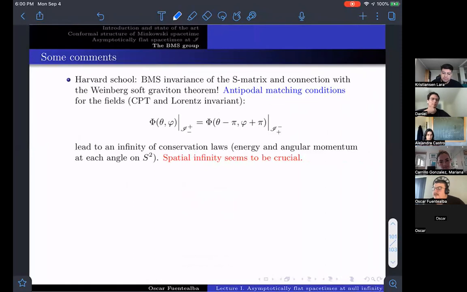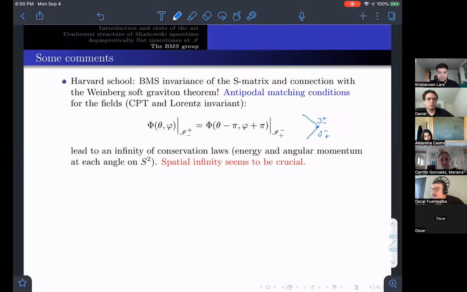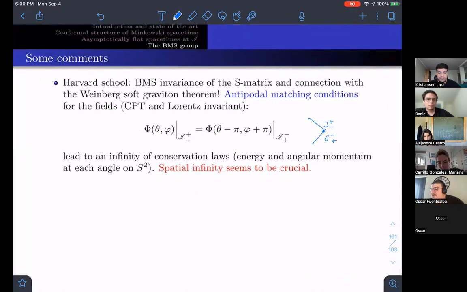that it's a Harvard school, that they found that the S-matrix of the gravitational problem is BMS invariant. And this is connected with the Weinberg soft graviton theorem. And this is because they're imposing some antipodal matching conditions, which is very sensible, very nice. It's something that is satisfied by the linearized Bianchi potentials. That is describing just the point that I told you, which is the spatial infinity. From there, Strominger showed that we can find an infinite number of conservation laws, which corresponds to the preservation of the energy and angular momentum at each angle of S2.